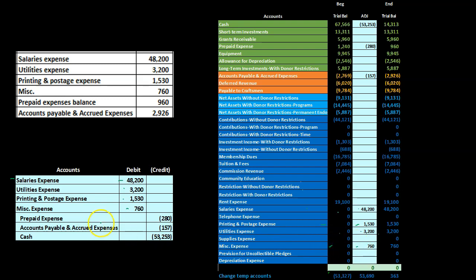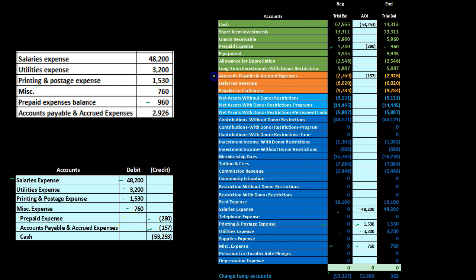The credit then going to the prepaid expense. Here's the prepaid expense. If we scroll up top to the prepaid expense, we see here it's an asset. It's a prepayment. It's an asset. It's going down because we're decreasing it to the 960, which we determined is what it should be at. That's kind of like our adjusting type entry. Then we have the accounts payable and accrued expenses.